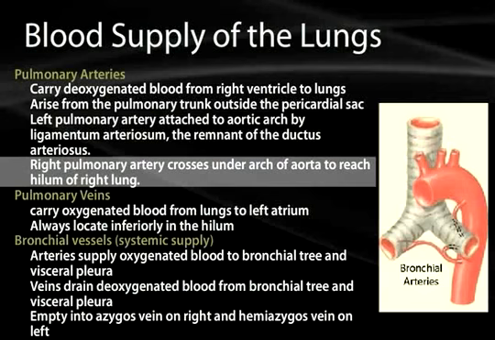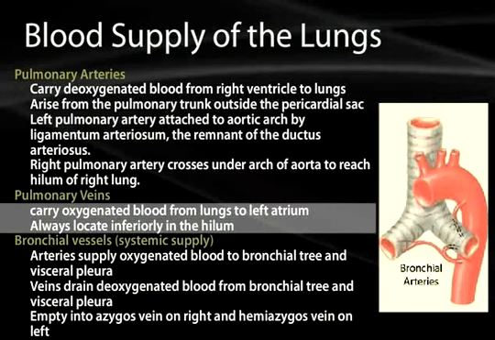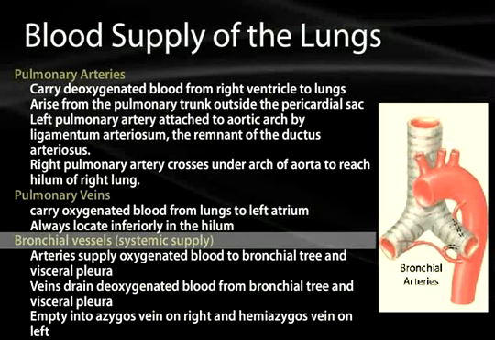The right pulmonary artery is going to cross under the arch of the aorta to reach the hilum of the right lung. As far as pulmonary veins, they're going to be carrying oxygenated blood from the lungs back to the left atrium, and they're going to be located in the inferior areas of the hilum of the lungs.